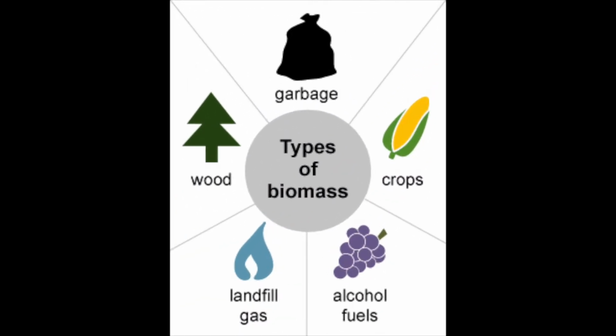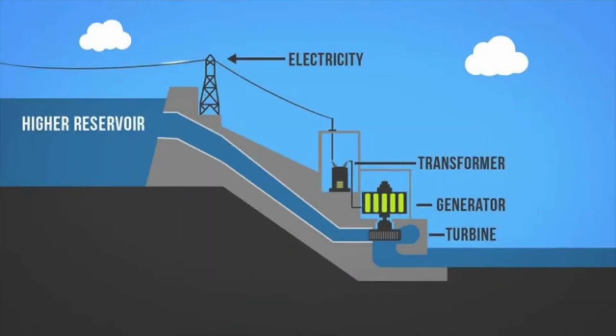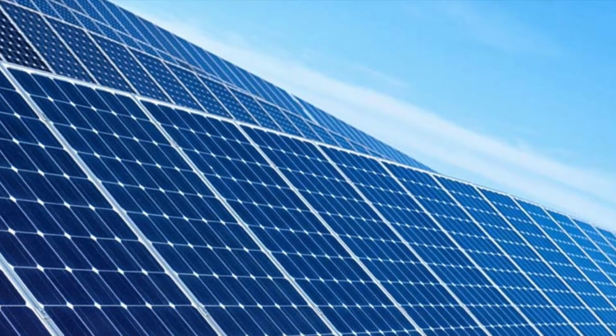So that consists of biomass, which is energy from waste, biofuels or wood, geothermal energy, retrieved from heat energy from the earth, hydropower, retrieved from water flows, wind, energy from the windmills, and solar, which is energy from the sun.